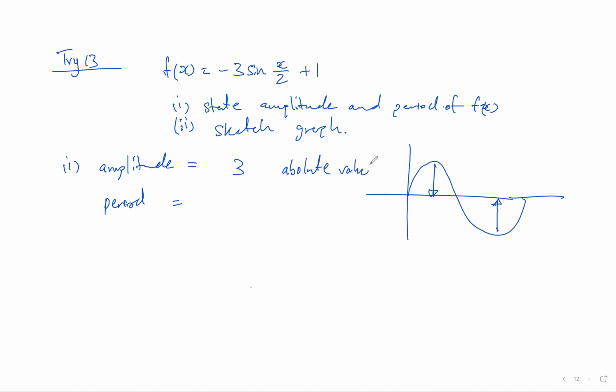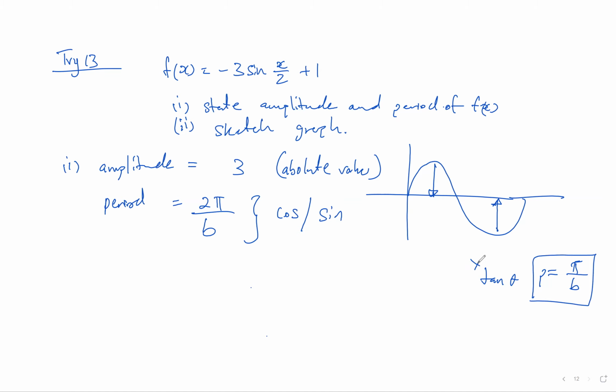That's why I chose this question. And plus because it's x over 2 also. So what's the period? Period is what? 2 pi over b. This is for cosine and sine. For tangent, period is equal to what? Pi over b. Is different. Take note, take note. If you have not been aware, please make yourself aware.